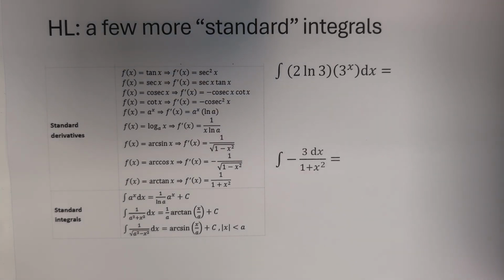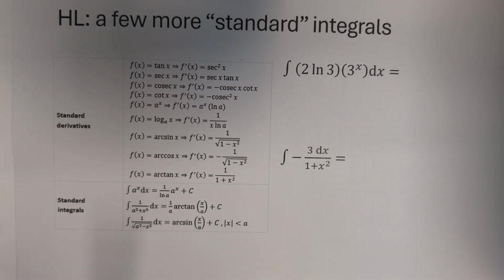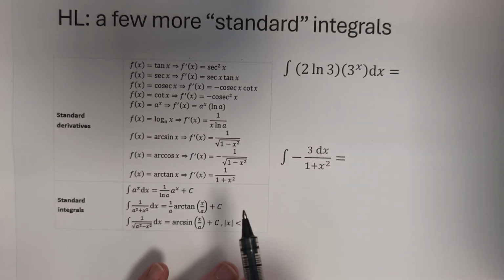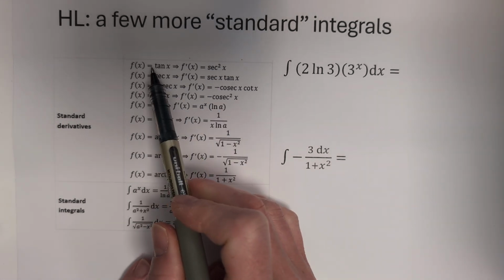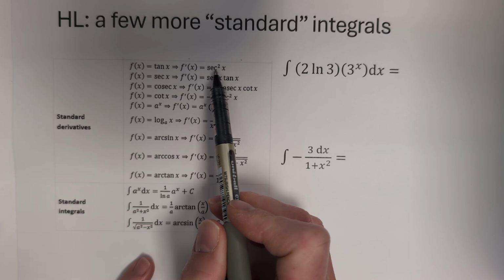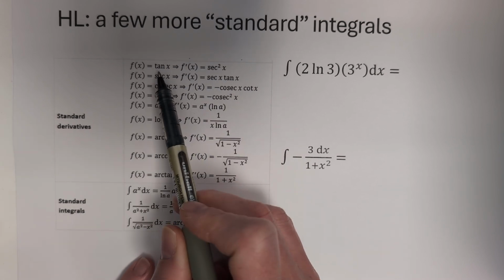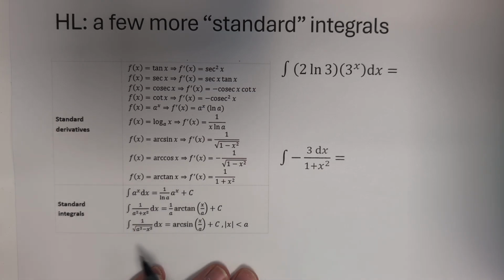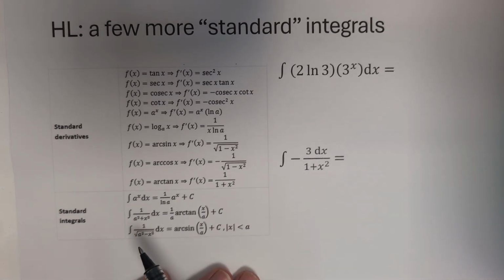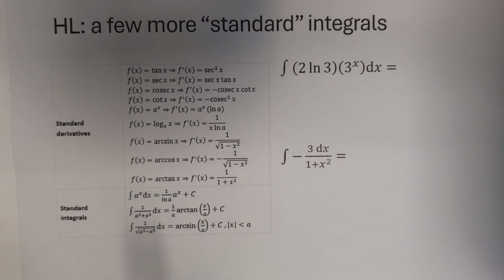The last thing for higher level, standard level, you don't need to listen anymore. These are just a few more standard integrals. They are, as you see, given in your formula booklet. They don't always give you the antiderivatives, but at that level you should understand that if this is the derivative of that, then taking the antiderivative of secant squared of x will give you tangent of x. So you can work backwards with these as well.